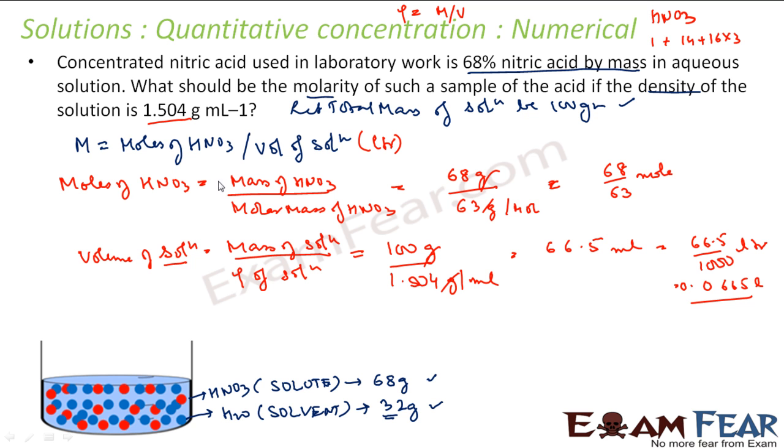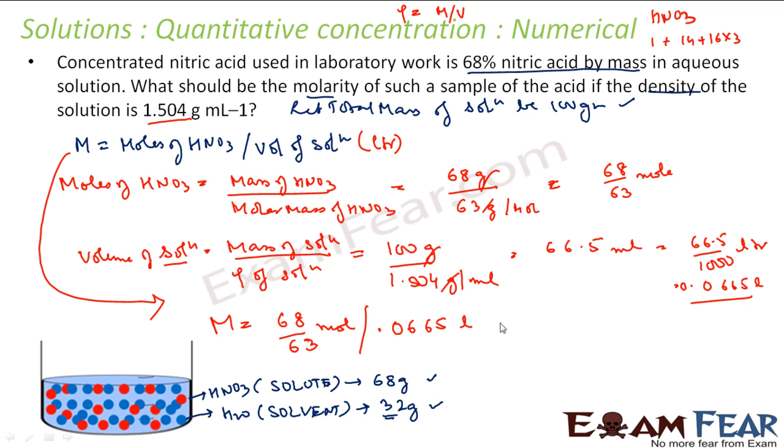So I have all the values. Let me put these values here. M is nothing but moles of nitric acid, that is 68 by 63 moles, and volume is nothing but 0.0665 liter. Correct? You solve this, you get 16.23 moles per liter, and that is nothing but 16.23 capital M. Easy only.